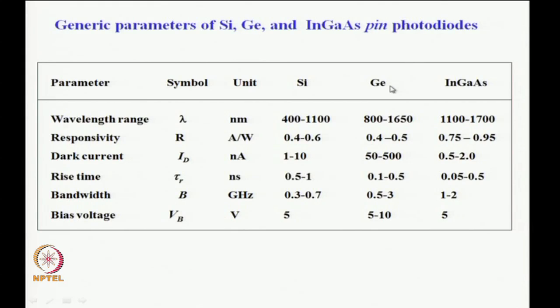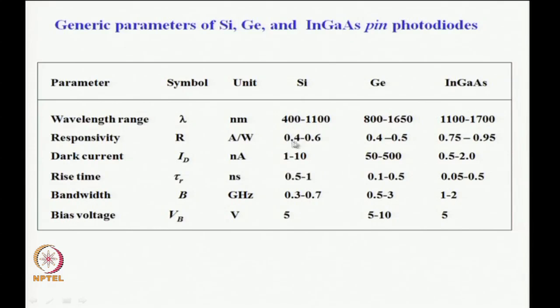smaller band gap, and therefore it is a useful detector in this range, 800 to 1650 or maybe 1700, whereas indium gallium arsenide is primarily a good detector in this wavelength range, and that covers the optical fiber communication window. As we have discussed earlier, this is the detector which is widely used in optical fiber communication.